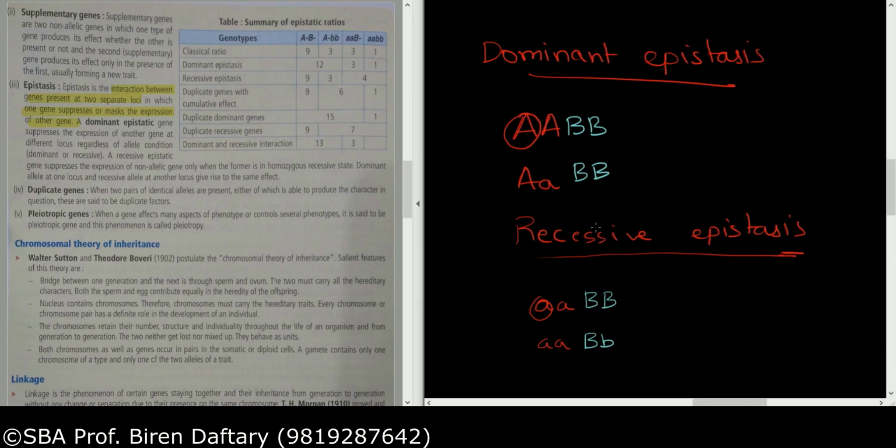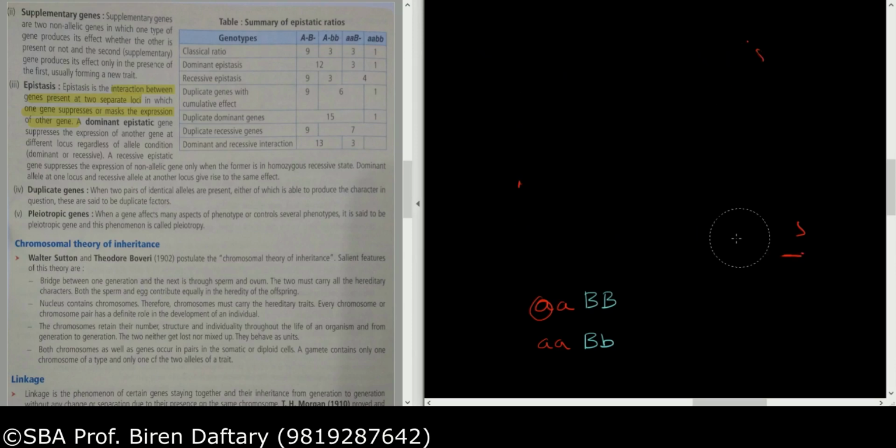The next example given of intergenic interaction in your book is duplicate genes. Now what is the meaning of duplicate genes? Suppose I show capital A over here, and I show capital B over here. Now what is the statement given over here? When two pairs of identical alleles are present, what is the meaning of identical alleles?